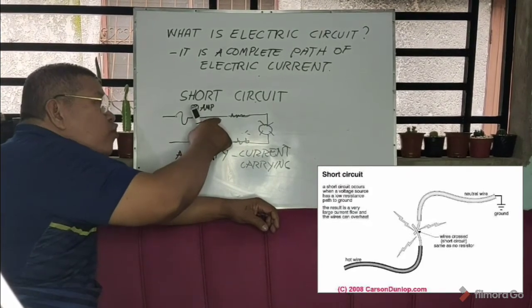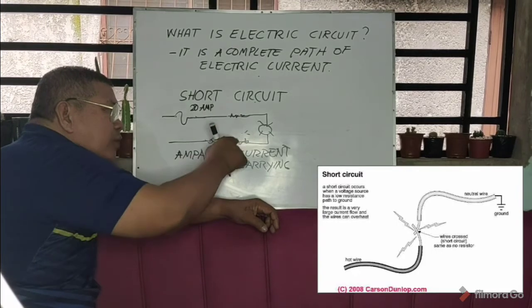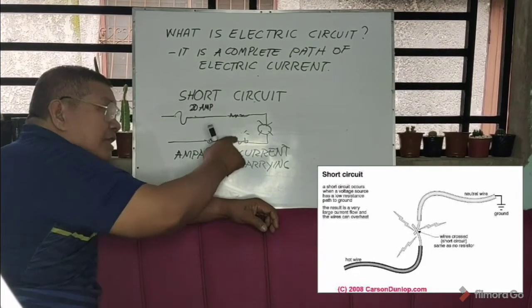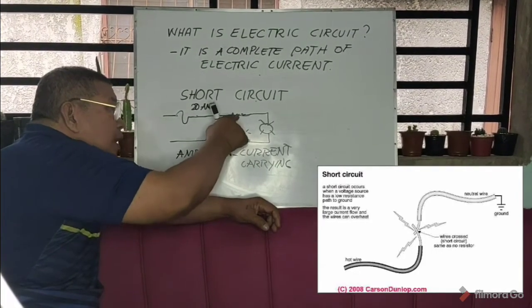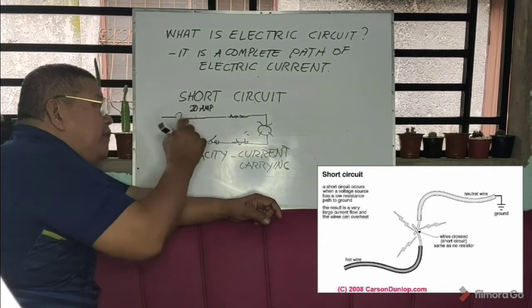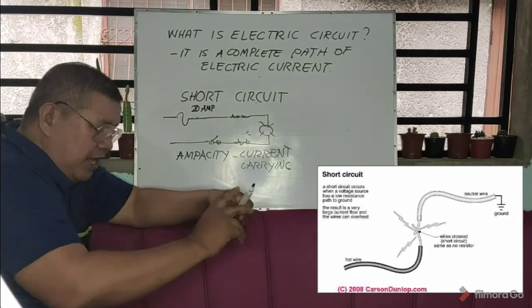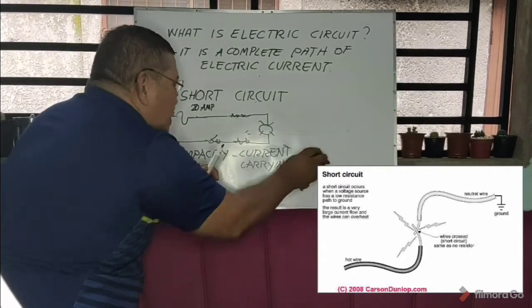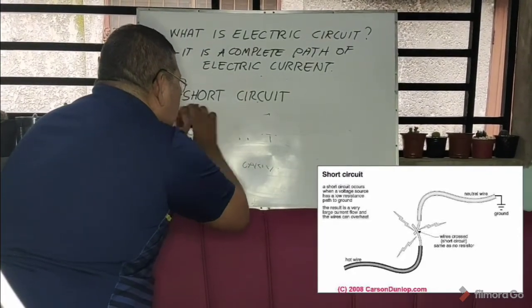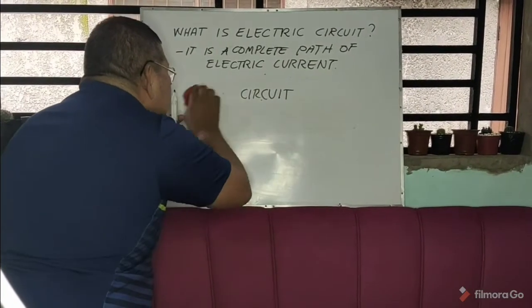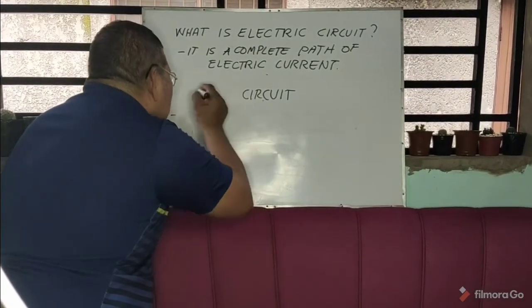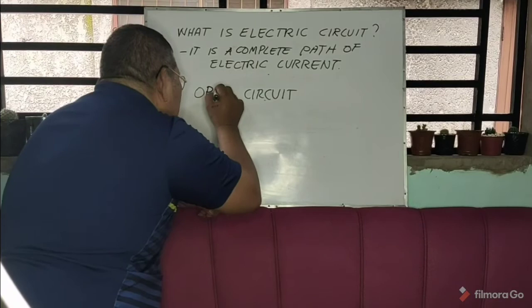So that is what we call short circuit. When two live wires touch together, then it is considered as short circuit. Now, next, we have also another one here. We have what we call open circuit. Okay? Open circuit.